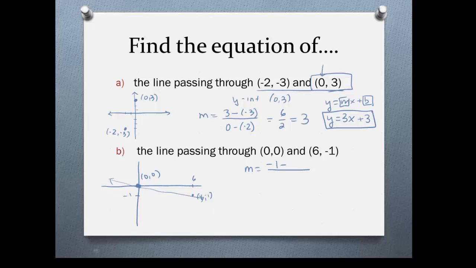If I do negative 1 minus 0 over 6 minus 0, that's negative 1/6. And you can see that if you do rise over run, you go down 1 and over 6. So the slope is negative 1/6. My y-intercept is 0. So when I write y equals mx plus b, I get y equals negative 1/6 x plus 0. And when you add 0, it doesn't really do anything to your equation, so I simplify it to be negative 1/6 x.